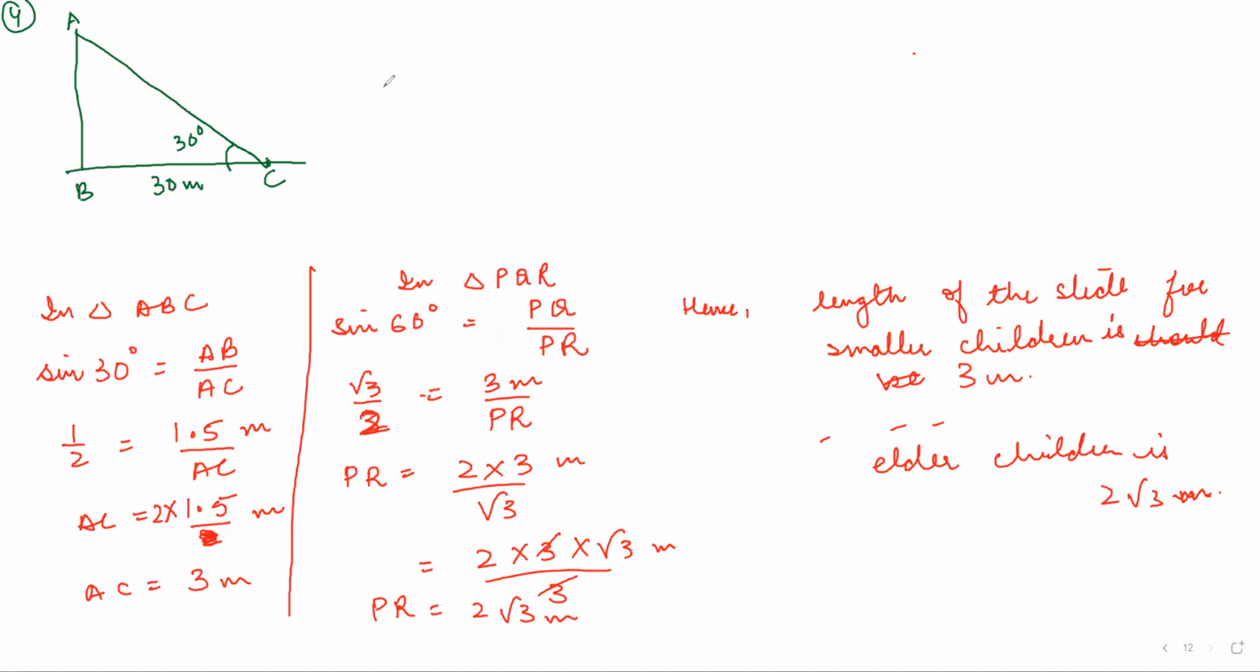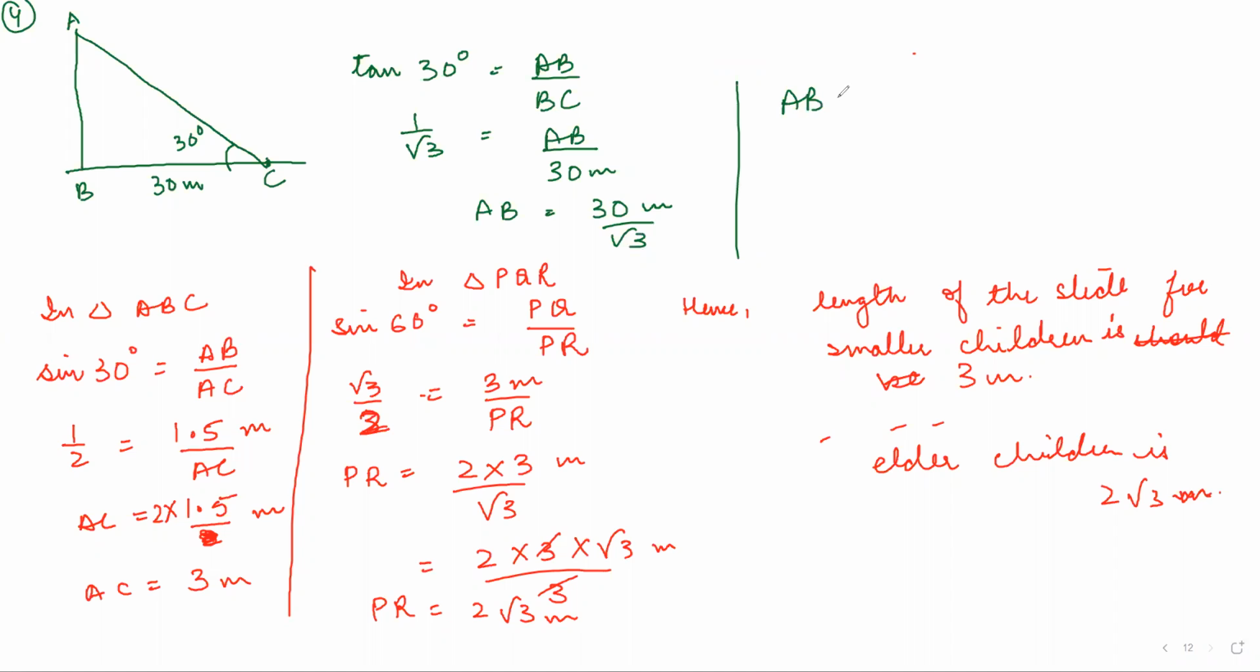So I want to find the perpendicular and I know the base. Which ratio should I use here? Tan. Tan, very good. Tan 30 is equal to perpendicular, that is AB by base, BC. So tan 30 is 1 upon root 3 is equal to AB, I want to find. BC is 30 meter. So that gives me AB is equal to 30 meter divided by root 3. So you can rationalize it. AB is 30 root 3 divided by 3 meter. So that becomes 10 root 3 meters.